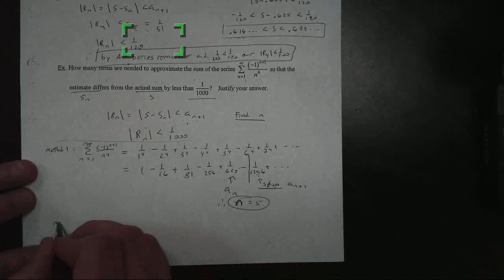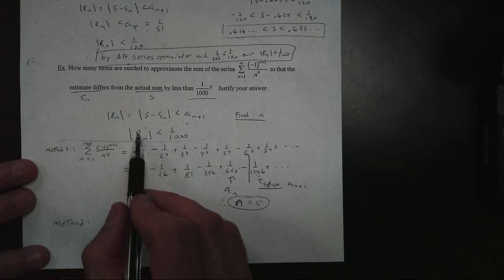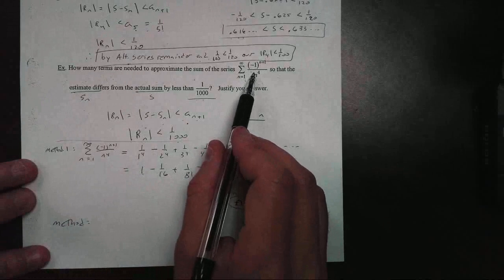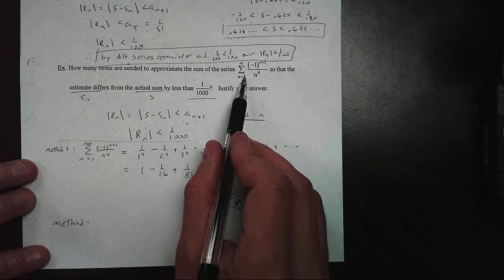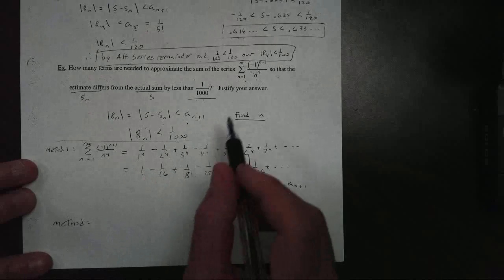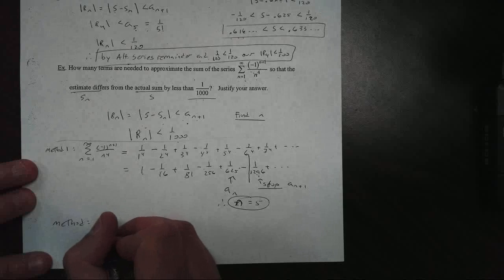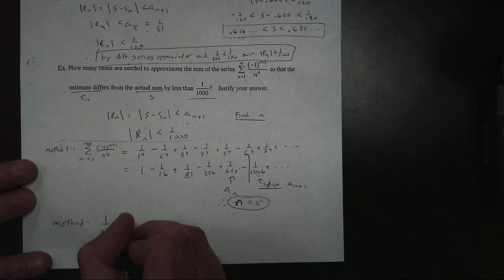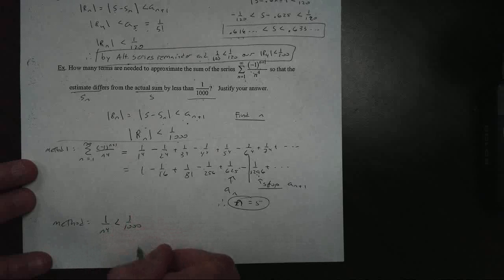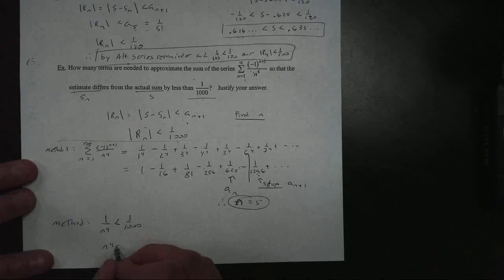Now, there's another method we can do for this one, and it's a little bit easier. I just want my remainder here to be less than 1 over 1,000. So I just need to find out what value of n is going to have that happen for me. I'm trying to find n, right? So I can just do this: 1 over n to the fourth less than 1 over 1,000. And if I solve this, I get n to the fourth is greater than 1,000.